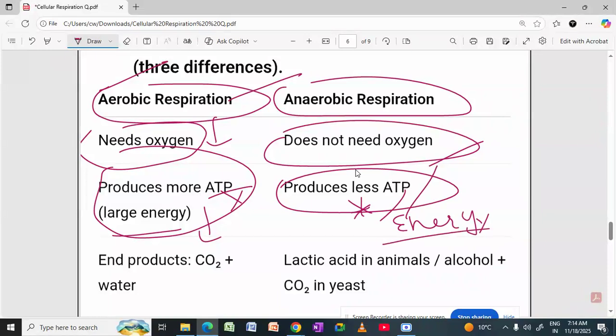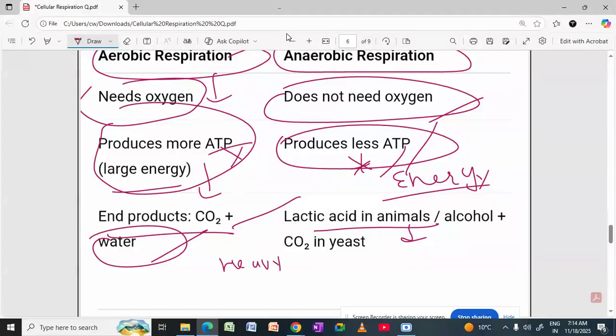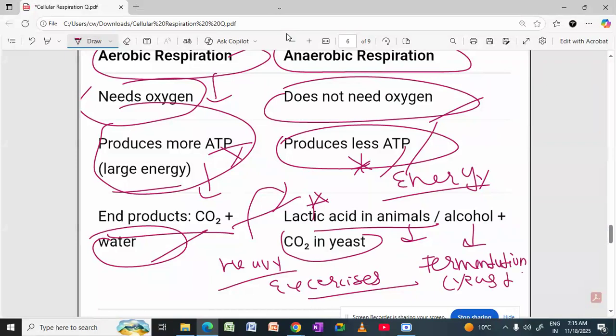What are the end products? I told you, carbon dioxide plus water. Again and again we discussed, nothing special. Then in anaerobic, lactic acid in animals. I told you that during conditions like heavy exercise, lactic acid is produced, and during that time our body will switch towards anaerobic respiration. Apart from this, alcohol plus carbon dioxide, that was the process of fermentation, which takes place in yeast. Any doubts? Tell me, easy.